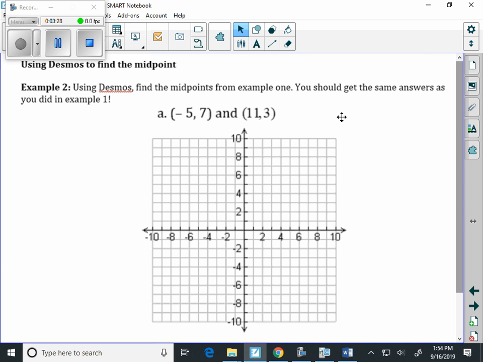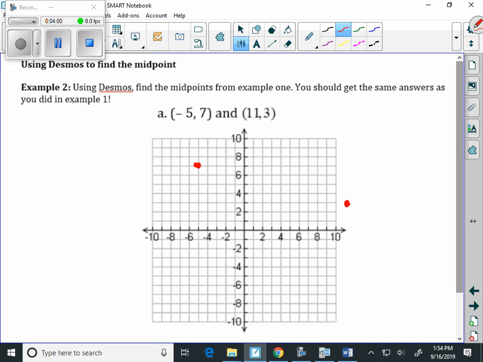But what's going to happen is we're going to graph these 2 points here. -5, 7. So here's one of the points. -5, 7. And then 11, 3. And one of the problems is that most of the grids are 10 by 10. And so we're going to go off the grid a little bit, but it's going to be 11, 3. So there's our 2 points that we're given.